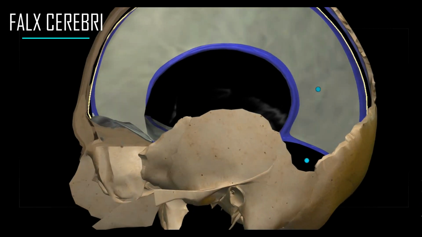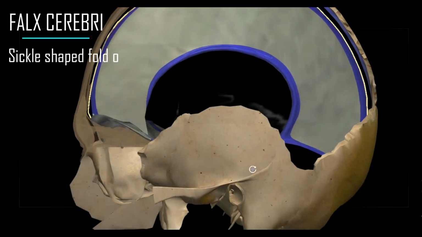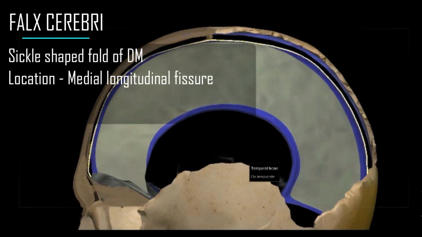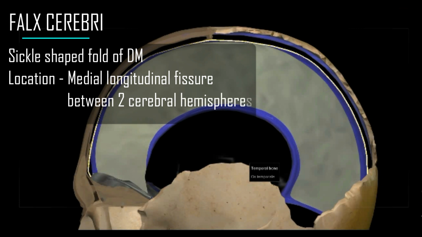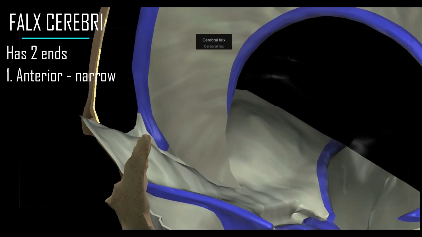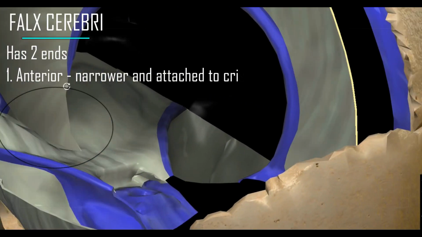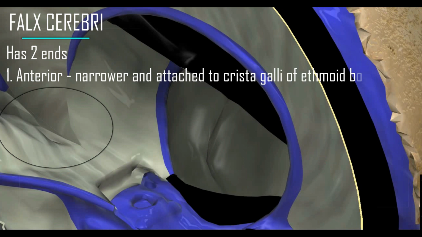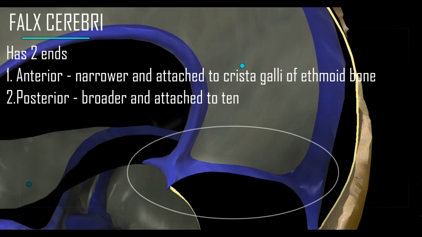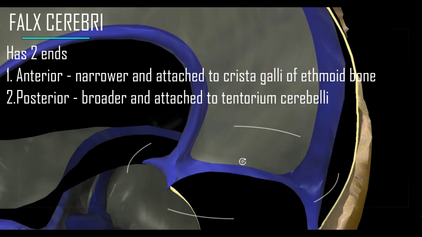Falx cerebri. It is a large sickle-shaped fold of dura mater located in the median longitudinal fissure between the two cerebral hemispheres. The anterior end of the falx cerebri is narrower and is attached to the crista galli of the ethmoid bone. The posterior end is broader and is attached to the upper surface of the tentorium cerebelli.